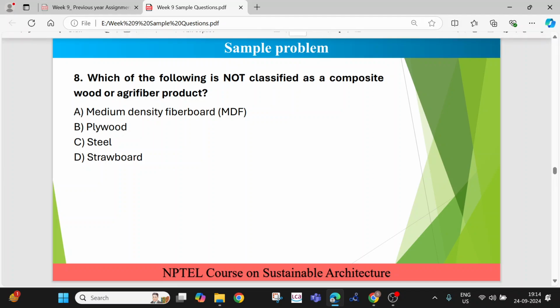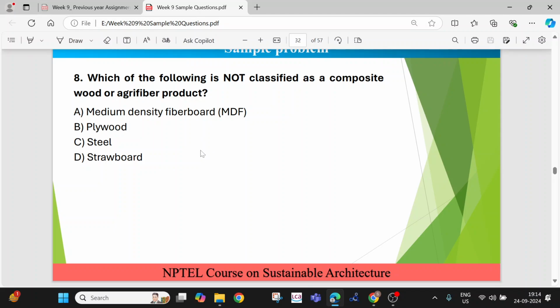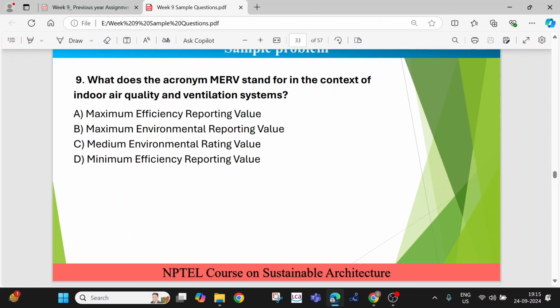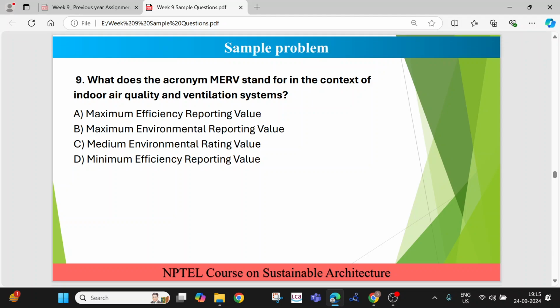Okay, so here is the next question. Question number 9. What does the acronym MERV stand for in the context of indoor air quality and ventilation systems? Try to read all the four options and then answer this question. What does MERV stand for?